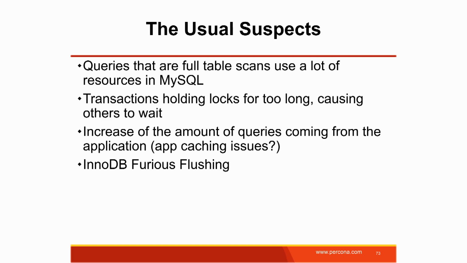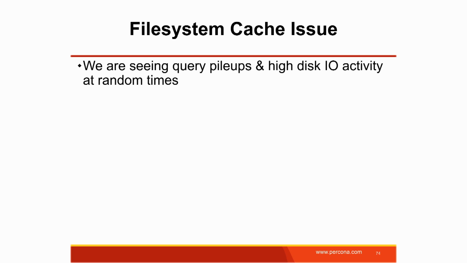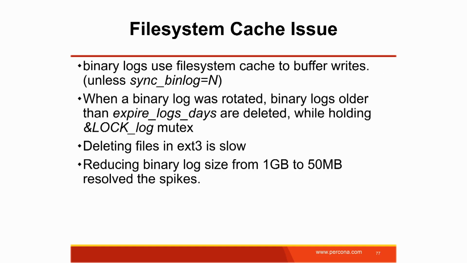Maybe there were some caching issues, some Memcache server crashed, causing more queries to come to the database layer, which kind of overloads the database. So there's a lot of stuff that is usually being seen. Now, I've got some examples, but I'll take you through the most interesting one, the transaction locking.